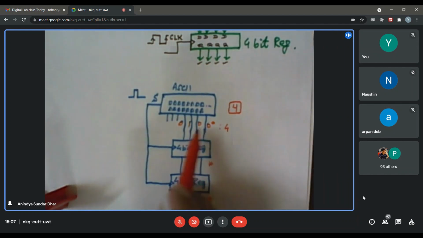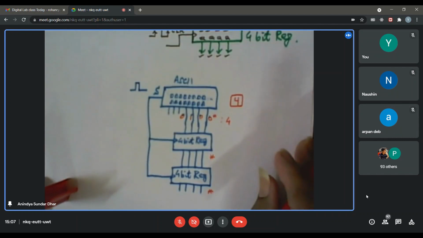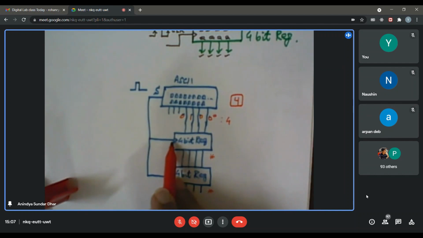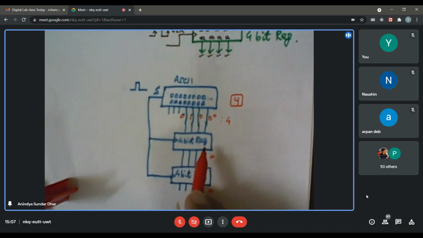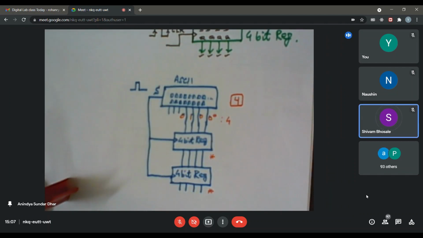And what will happen to the output of this register? You know what a register is doing. It is having a clock signal. Whenever there is a rising edge, it will latch whatever is available over here. So could you guess what will be the output of that? 4. It will also be 4.